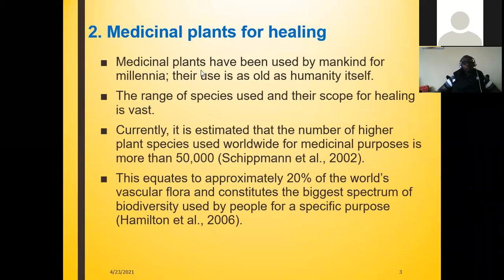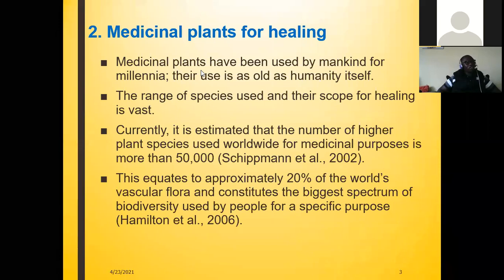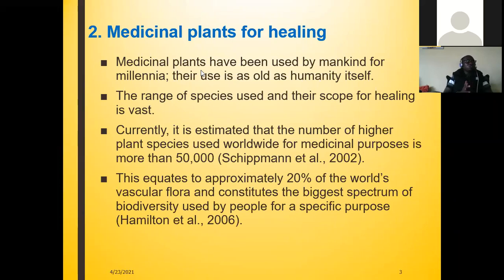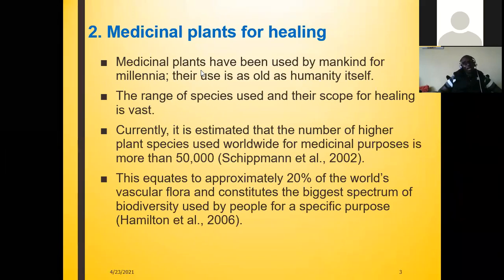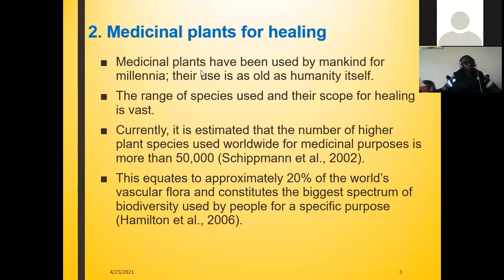Now, we know that medicinal plants have been with us for a very long time, as long as we have been alive. And medicinal plants have been used to treat a range of diseases, so many diseases. In fact, it is estimated that worldwide there are 50,000 known higher medicinal plant species. And this makes around 20% of the world's vascular flora, which constitutes the biggest spectrum of biodiversity that is used by man for specific diseases.